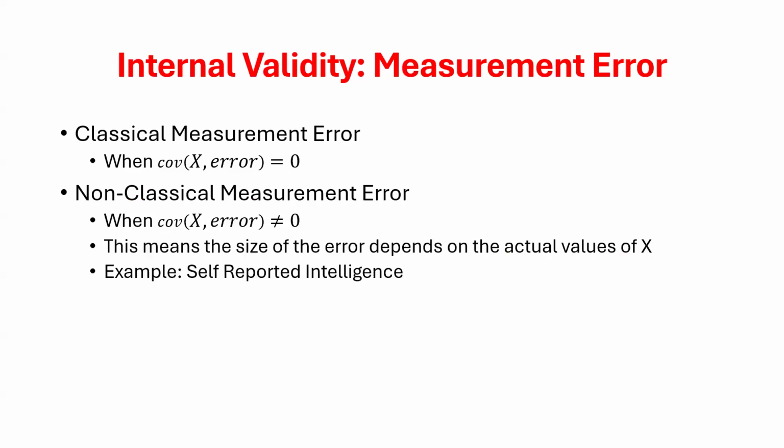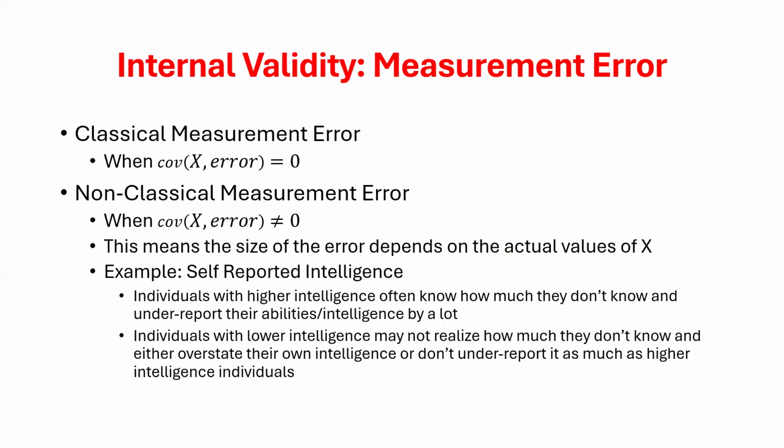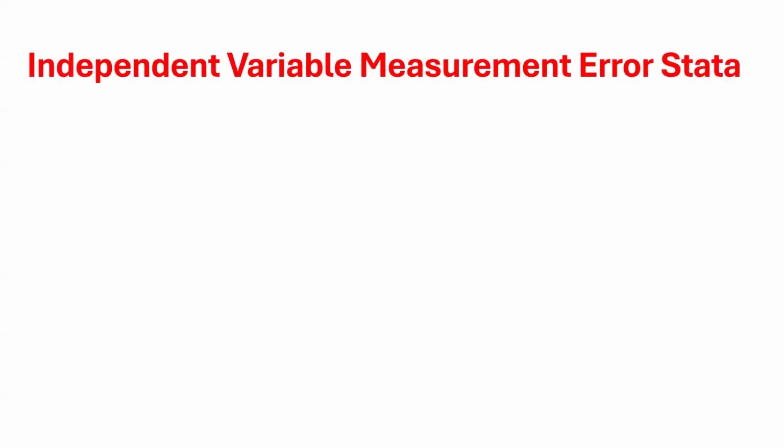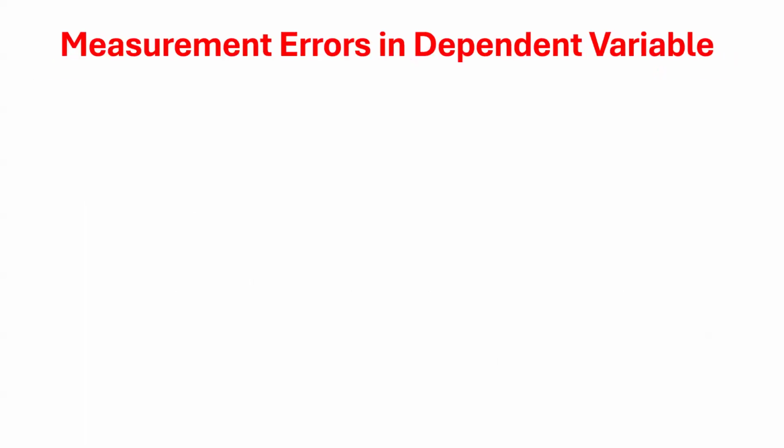Now, if we had non-classical measurement error, the example I used was that really intelligent people tend to underreport, whereas less intelligent people tend to overreport. So there, the measurement error I see does depend on the actual value of the X variable I'm trying to collect. If we had non-classical measurement error, we said all bets are off. The bias could be that the estimate is higher, could be lower, could even flip the sign, right? We walked through some examples of that last class, and we went through that in Stata.